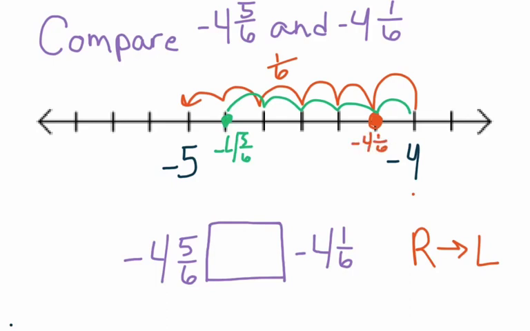So using our left is less, right is more, which one of these is it? Is -4 and 5/6 less than -4 and 1/6, or is it greater than -4 and 1/6? And hopefully you put that it's less than, because -4 and 5/6 is to the left of -4 and 1/6.